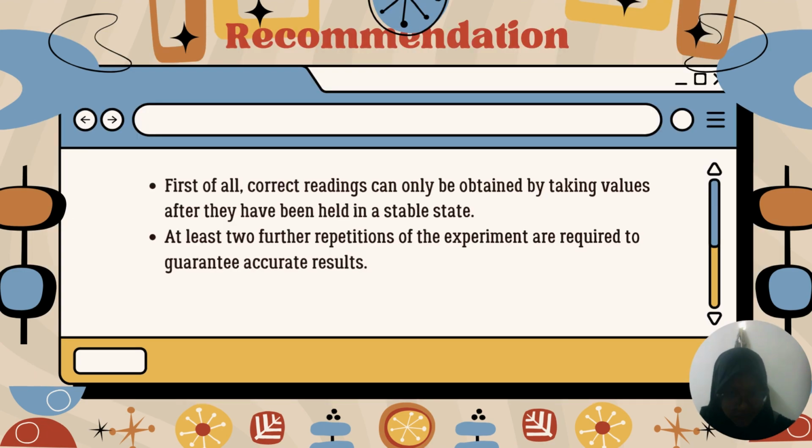For the recommendation, first of all, correct readings can only be obtained by taking values after they have been held in a stable state. The second one, at least two further repetitions of the experiment are required to guarantee an accurate result.